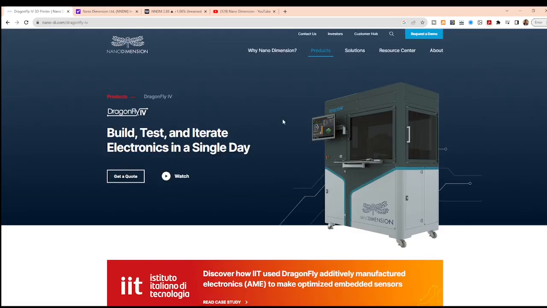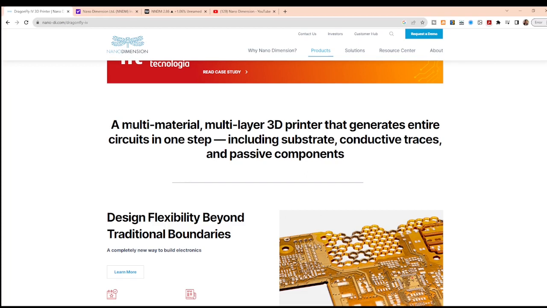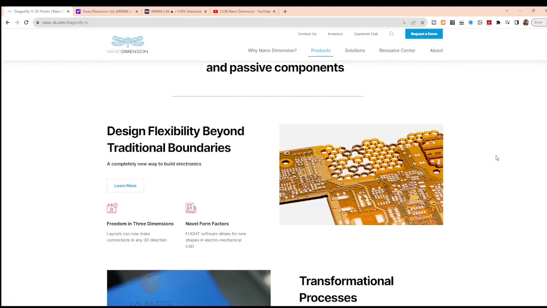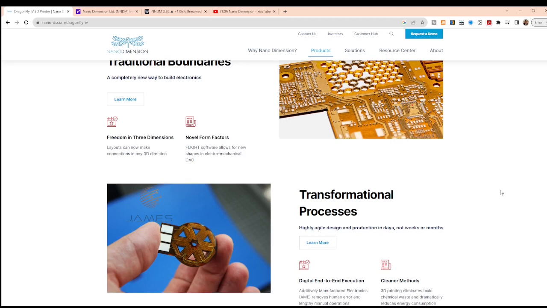So looking at the Dragonfly 4, it looks a little bit more sleek now compared to the previous generation. The Dragonfly 4 is a multi-material, multi-layer 3D printer that generates entire circuits in one step, including substrate, conductive traces, and passive components. And because of their product offering, as they are essentially a pioneer to this space, they have the design flexibility beyond traditional boundaries, essentially at least giving you the ability to prototype things within a small space, as opposed to producing them in large factories with multiple processes.